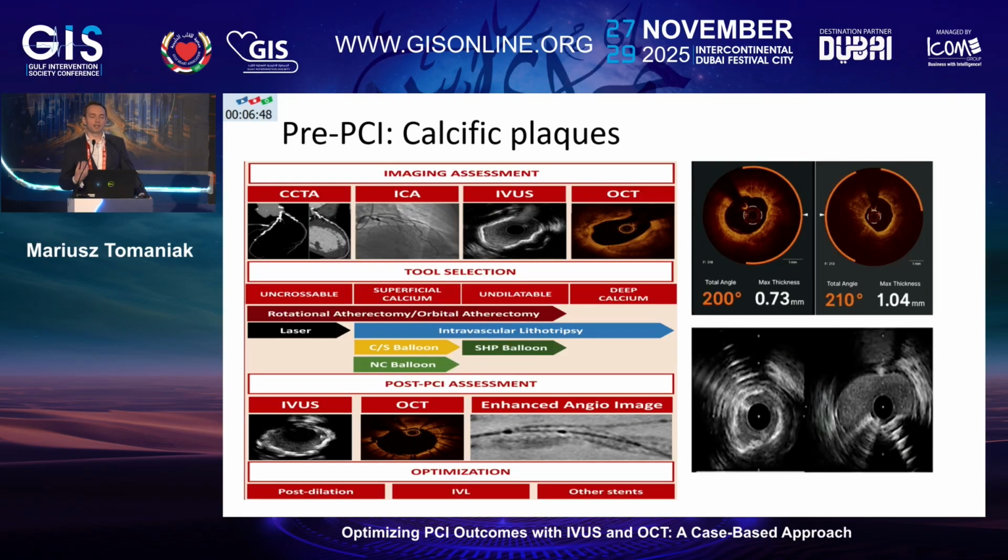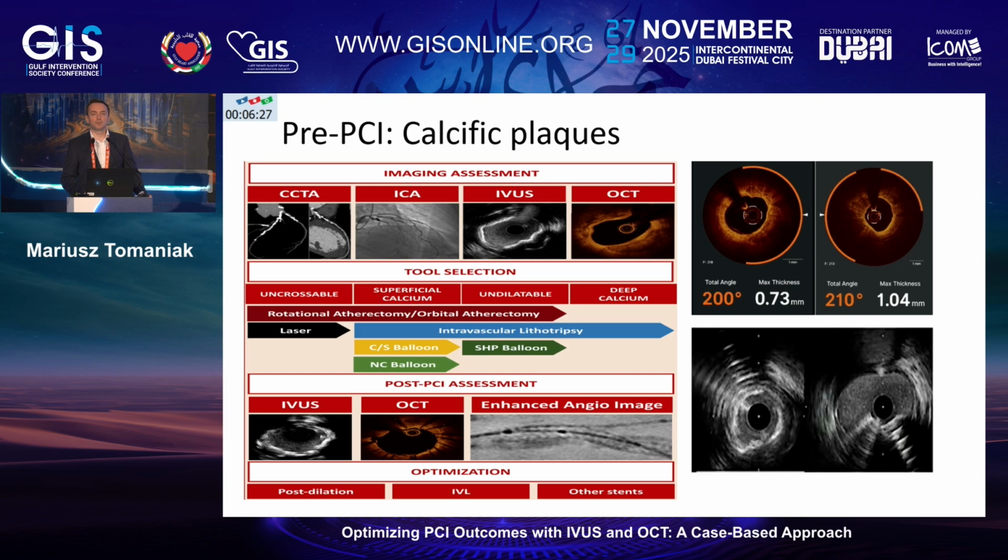Circumferential calcification is very easily detectable using OCT, as you can see in the right hand pictures. With circumferential and superficial calcium, we can frequently be successful with just cutting and scoring balloons. Also, intravascular lithotripsy can be used in this scenario.